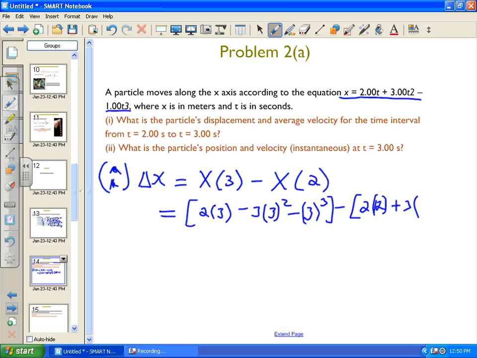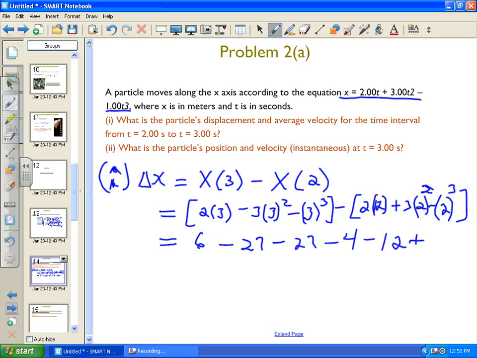minus 2 times 2 plus 3 times 2 squared minus 2 cubed. Here we expand this out, we get 6 plus 27 minus 27 minus 4 minus 12 plus 8. Actually, this should be a plus. In fact, that is an error. So let's be sure that we make that correction. That is plus, and therefore this will be plus 27.